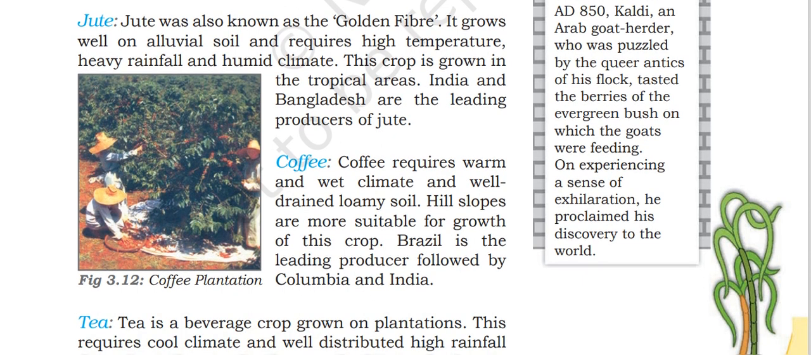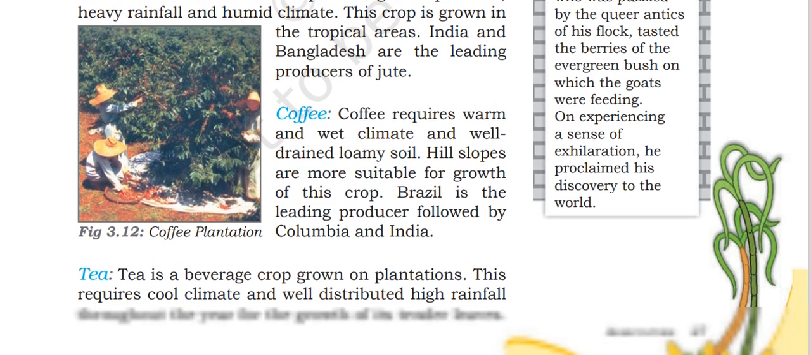Coffee requires a warm and wet climate and well-drained loamy soil. Hill slopes are more suitable for growth of this crop. Brazil is the leading producer, followed by Colombia and India. Brazil, Colombia, India.